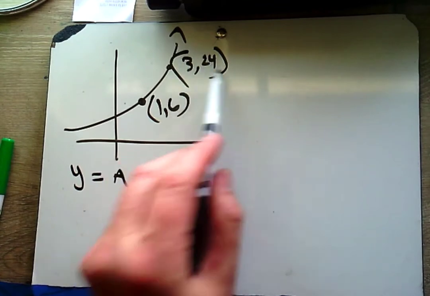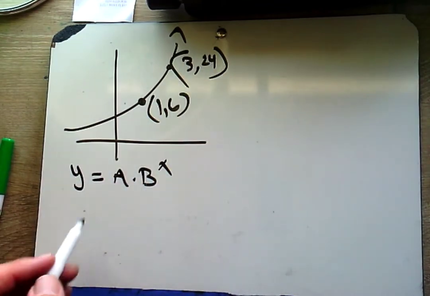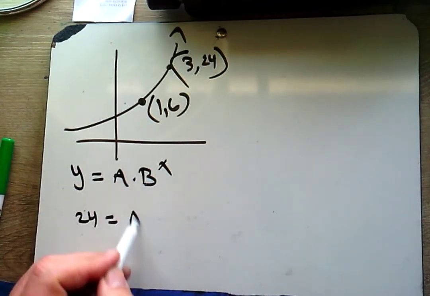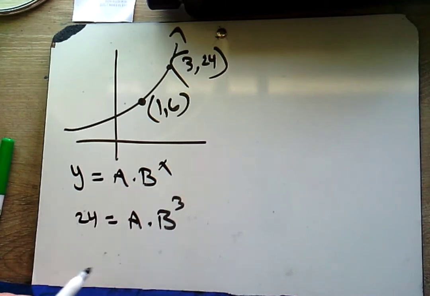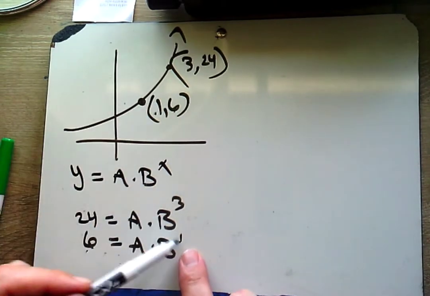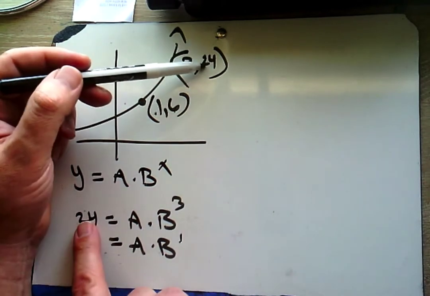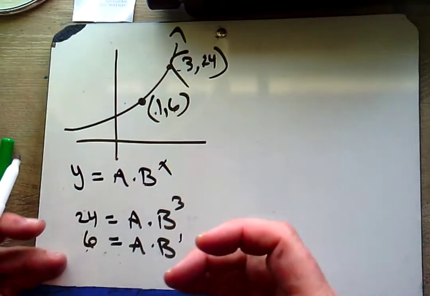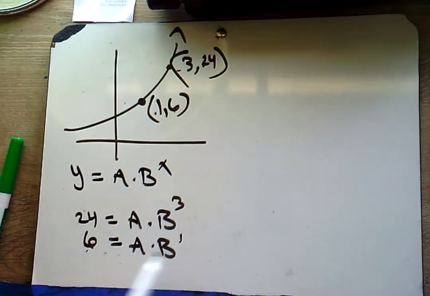If I plug in these ordered pairs here, I'm going to have 24 equals a times b to the third, and I'm going to have 6 equals a times b to the first. Right? I plugged in the 6, I plugged in the 1, I plugged in the 3, I plugged in the 24. Now I've got these two equations with two unknowns, and I need to solve that system.